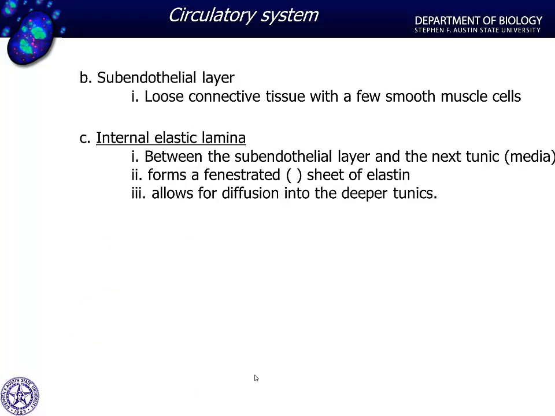Now, beneath the endothelium and the basement membrane, we have areolar connective tissue. We may see some smooth muscle here, but not really anything we're going to identify at this point. But the bottom layer, the defining boundary between the tunica intima and the tunica media, is going to be the internal elastic lamina. So what we're going to see here is a fenestrated sheet of elastic fibers.